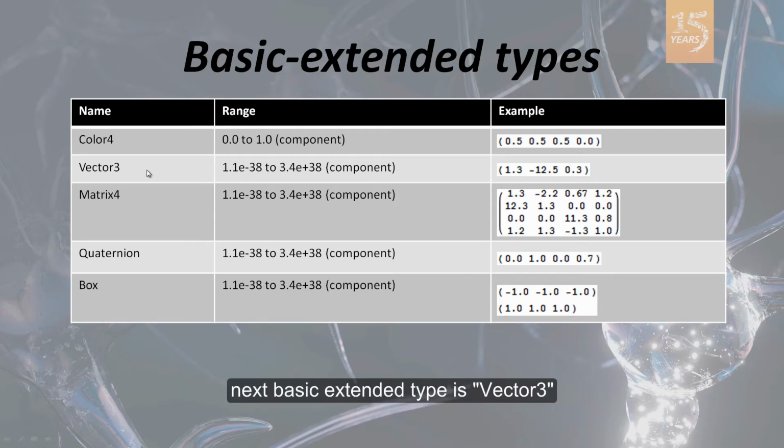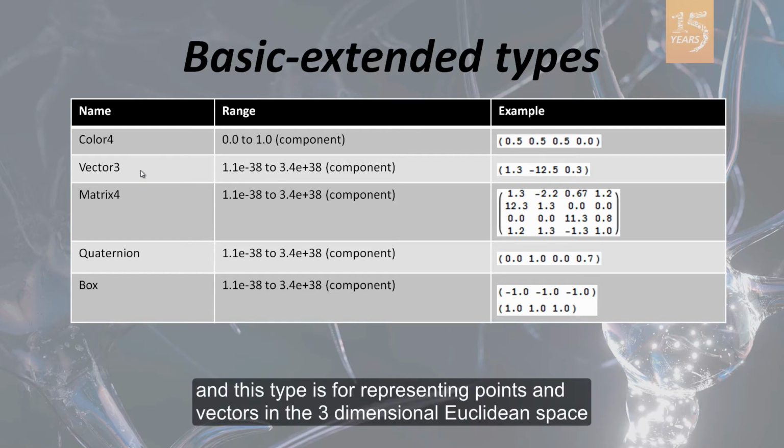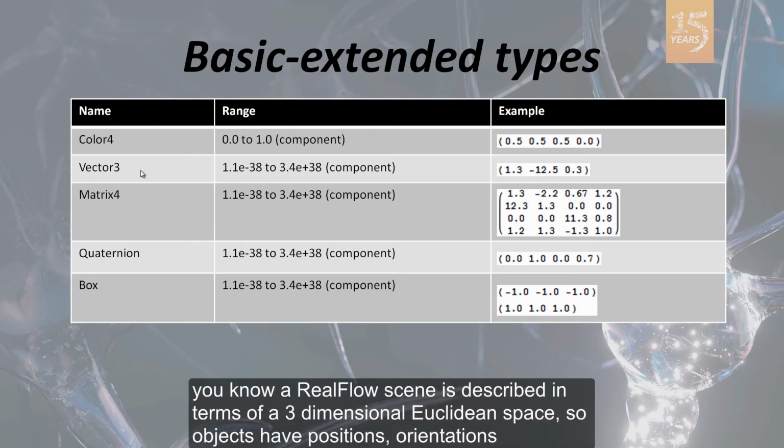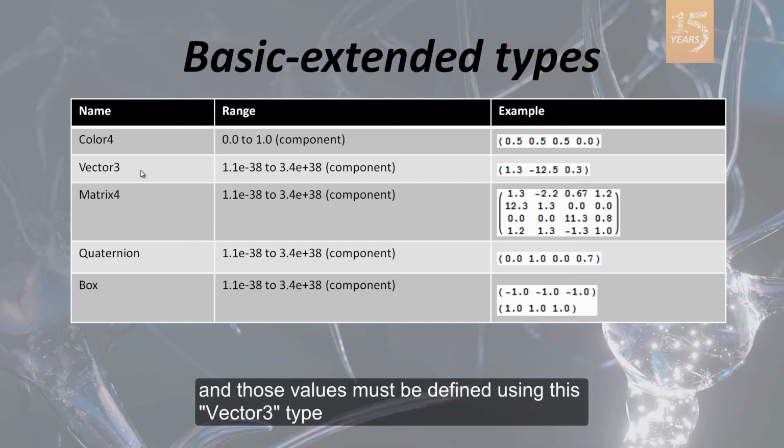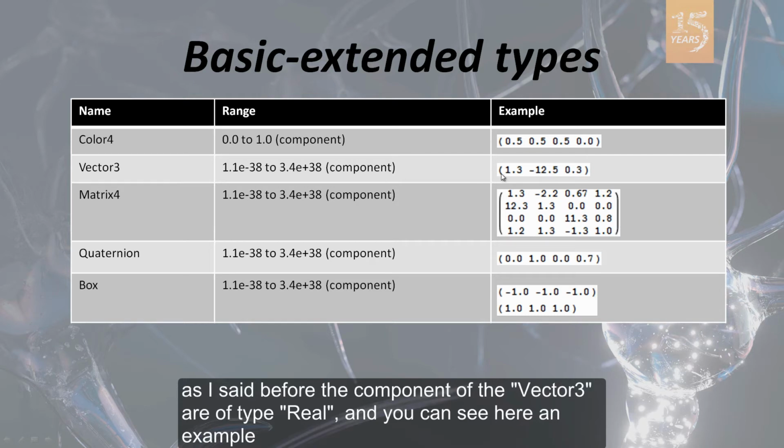Next basic extended type is vector3, and this type is for representing points and vectors in the three-dimensional Euclidean space. A RealFlow scene is described in terms of a three-dimensional Euclidean space, so objects have positions and orientations, and those values must be defined using this vector3 type. As I said before, the components of the vector3 are of type real, and you can see here an example.